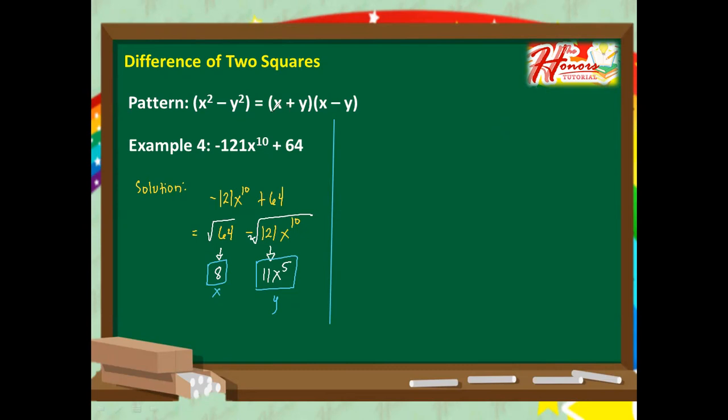Let's follow the pattern. That's x plus y. Our x is 8, so 8 plus y, that is 11x raised to 5 times x again, that's 8 again, minus y, that's 11x raised to 5. And this is the final answer. The quantity of 8 plus 11x raised to 5 times the quantity of 8 minus 11x raised to 5. So this is how you factor difference of two squares.